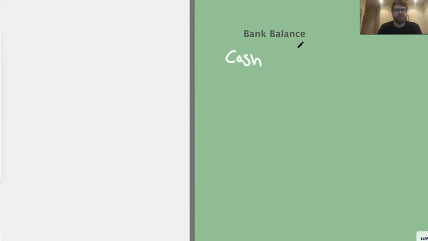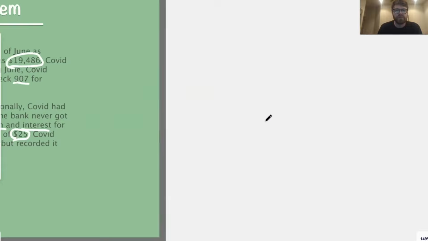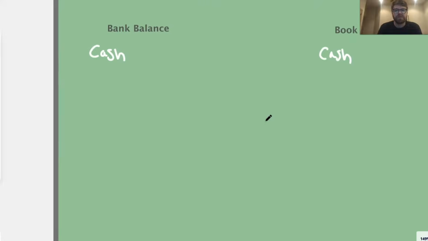So what was our balance? Let me scroll back. Our balance was 24,567 for the book side and 19,486 for the bank. So 24,567 for the book.